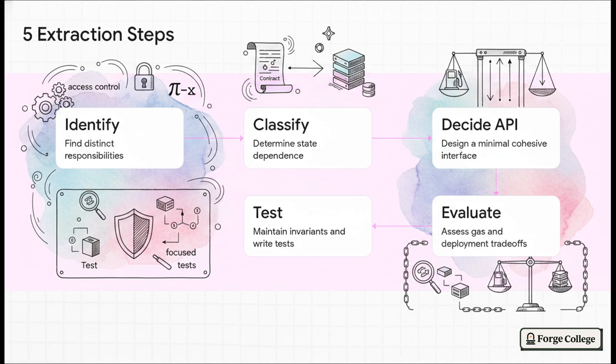Step 3. Decide the minimal API surface to reduce coupling. Seriously, only expose what callers absolutely need to see. Step 4. Evaluate your gas and deployment trade-offs. And Step 5, which is crucial. Maintain your invariants and write focused tests for each newly separated module. This isolates your risk and enables safe upgrading down the line.